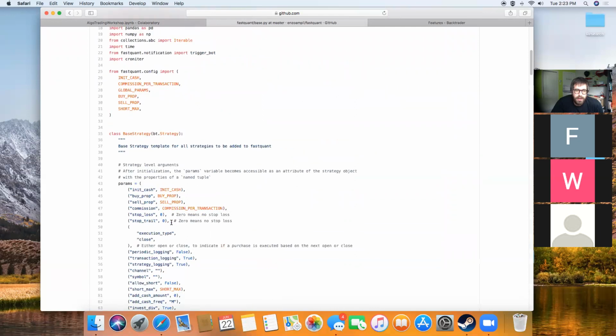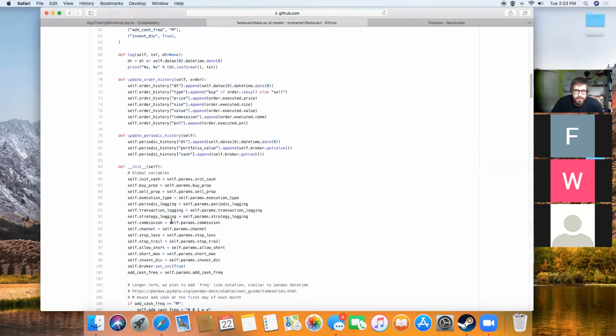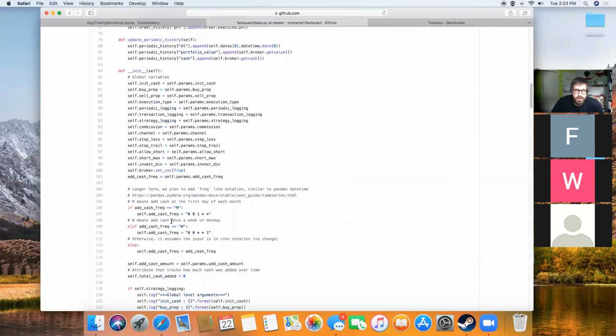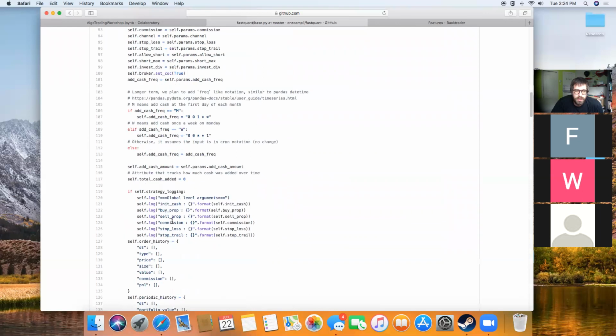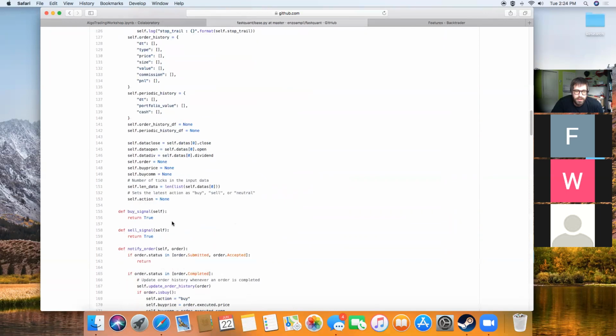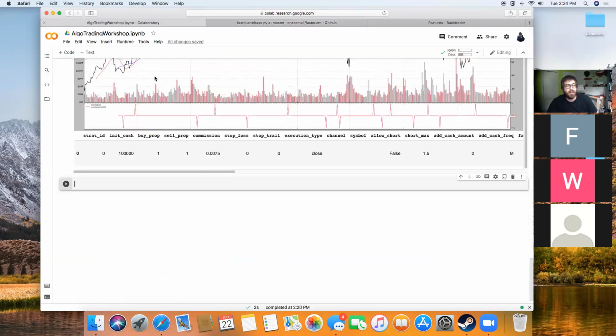And if you want to add any indicator, all you have to do is to define the indicator with the name of underscore indicator or IND. Let's do an example. So, trying to find my sample code.